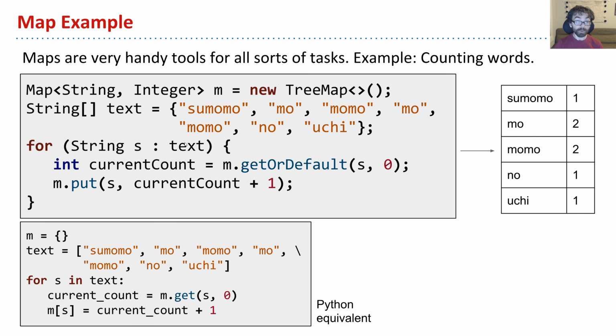So I will say for each string in the text, I'm going to get the current count of that word in my map. So I'll say m.get the current count of, say, sumomo. And if that word does not occur in my dictionary yet, then I'm going to return 0 instead. So this is my default value. And then I will put, that is associate with the string, the current count plus 1. Or if you know Python, I've put it down here so you have a piece of code you can compare to. And when you complete this code, you see this nice map that says sumomo appears 1 time, mo 2, momo 2, no 1, uchi 1.